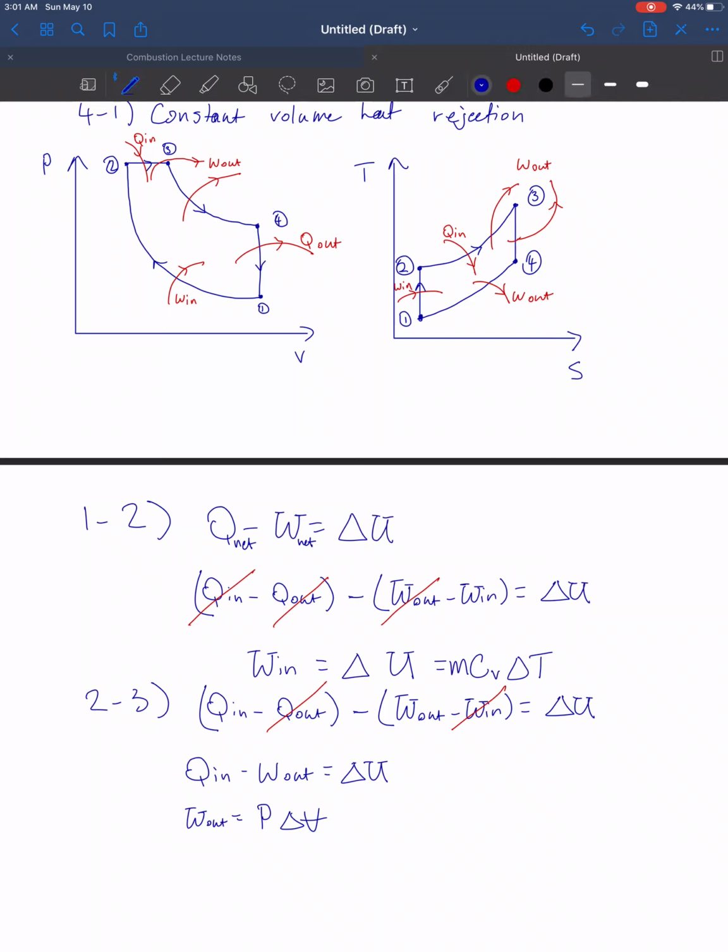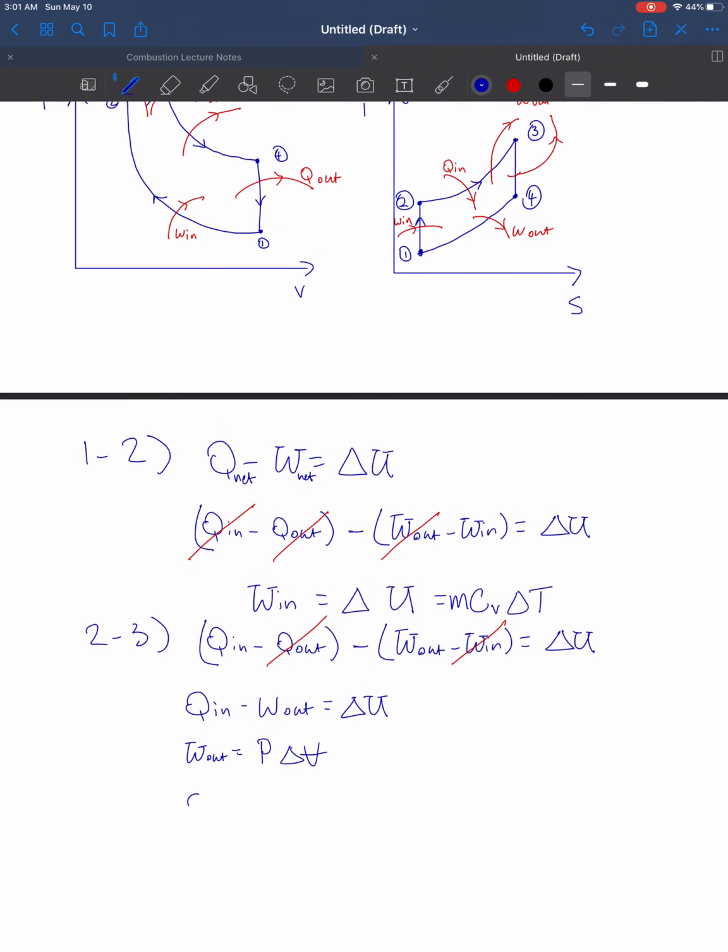But let's say I wanted to find Q in, right? Let's say that we're asking for the Q in. Q in is going to be equal to what? Delta U plus work out. And this is where I feel like this is sort of magical, honestly. I remember I simplified this down, just because I've done this so many times. This is Cp delta T, right? But let's say I didn't remember that and I wanted to derive that.